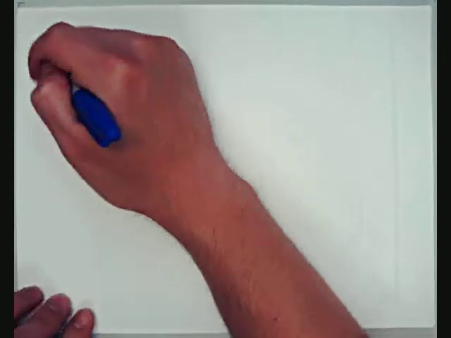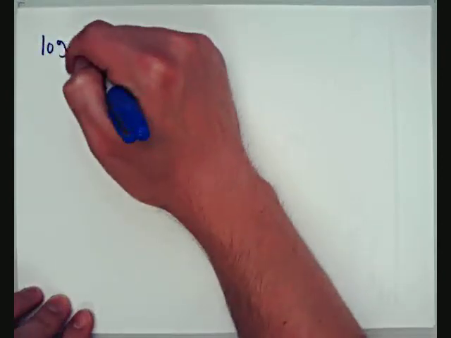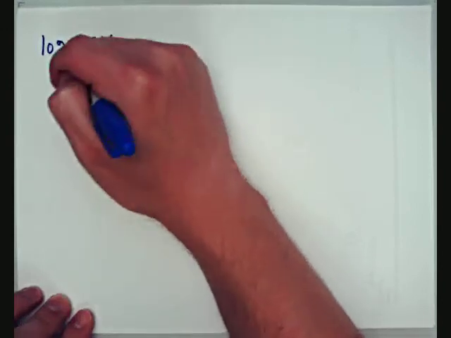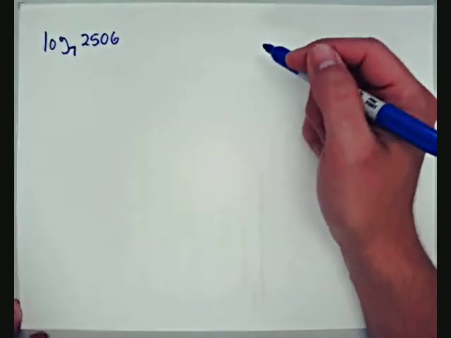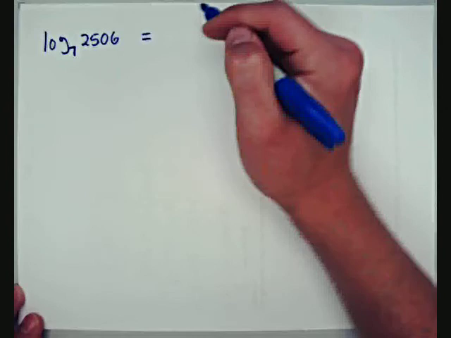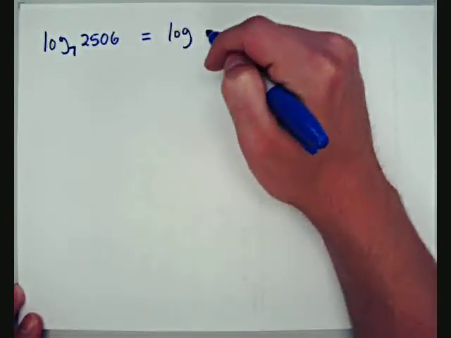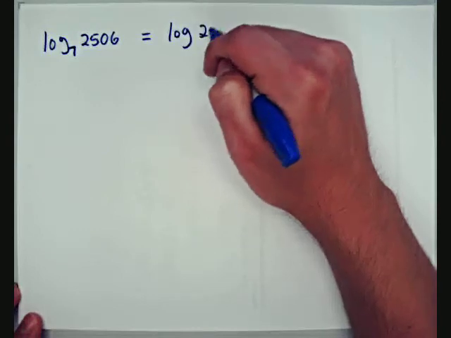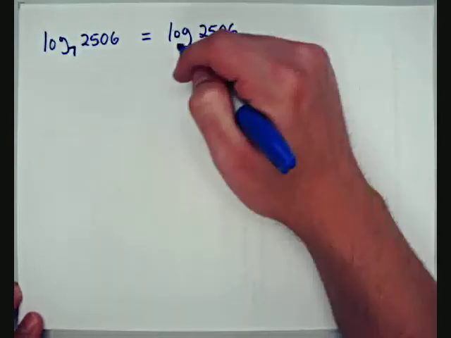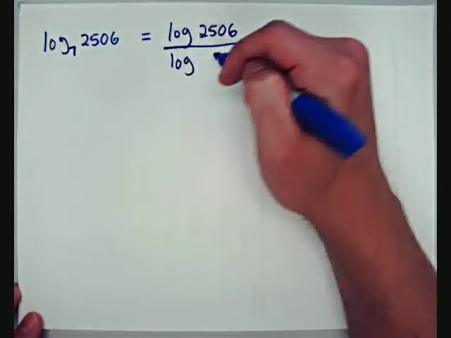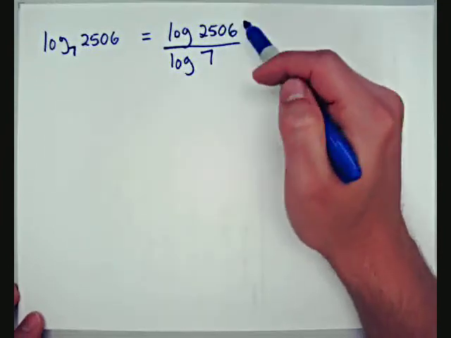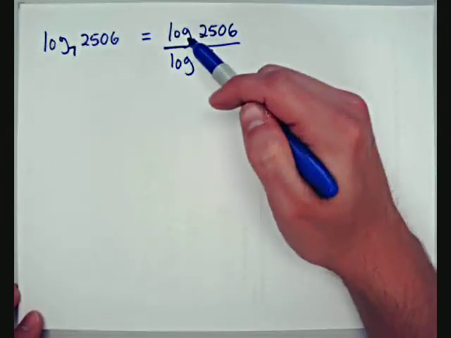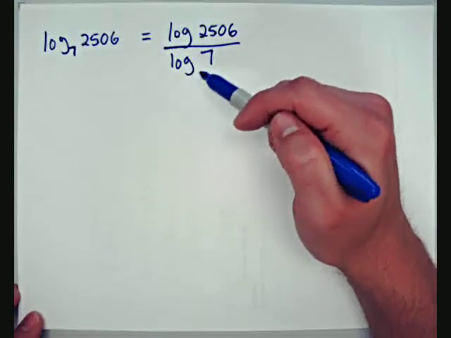Okay, so example 6, we want to evaluate the log of 2,506 base 7. So if your calculator does not have log base in the math menu, then what you want to do is rewrite this as the log, and this is the common log base 10, of 2,506 divided by another log of 7. Notice there are two logs here. This is not one single log of 2,506 over 7. It's the log of this divided by another log of this.